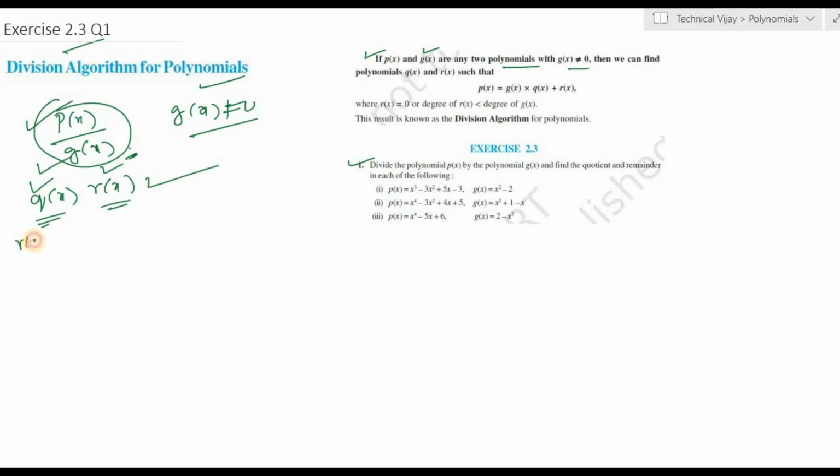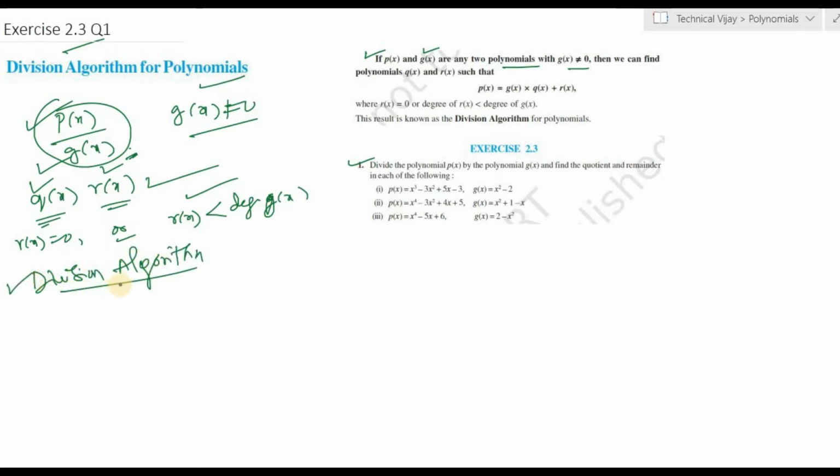Where r of x is equal to 0, or the degree of r of x should be less than the degree of g of x. So this result is known as the division algorithm for the polynomials. So we can understand: if p of x and g of x are two polynomials such that g of x is not equal to 0, then we can find q of x and r of x, where q of x is the quotient and r of x is the remainder, such that r of x is equal to 0, or the degree of r of x is less than the degree of g of x.